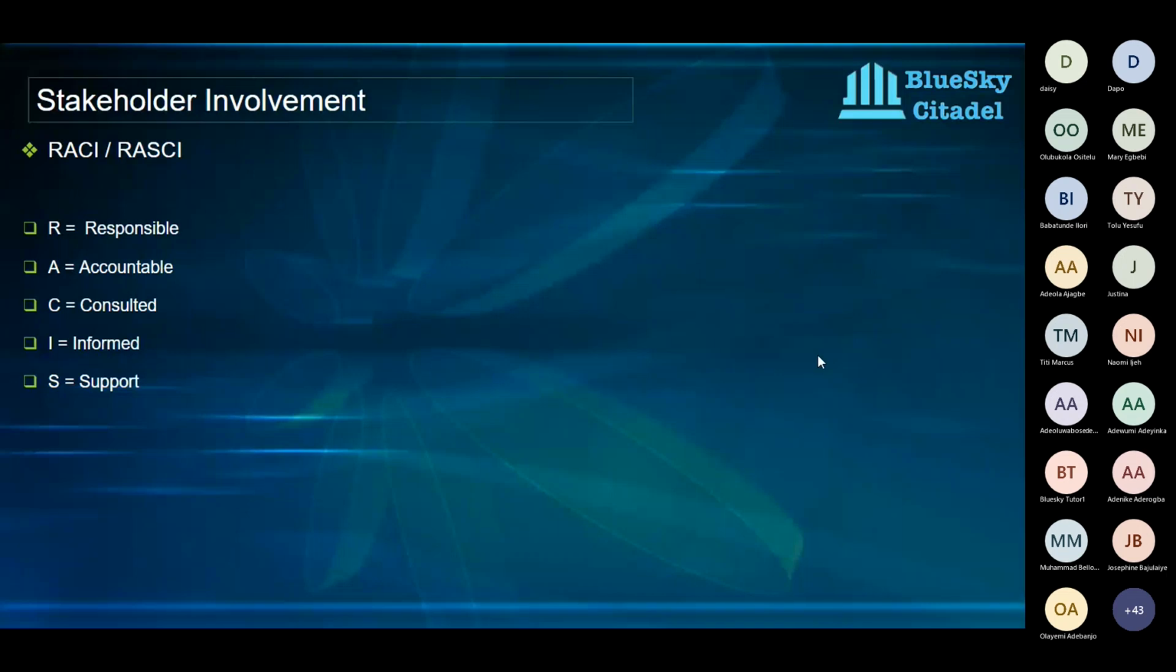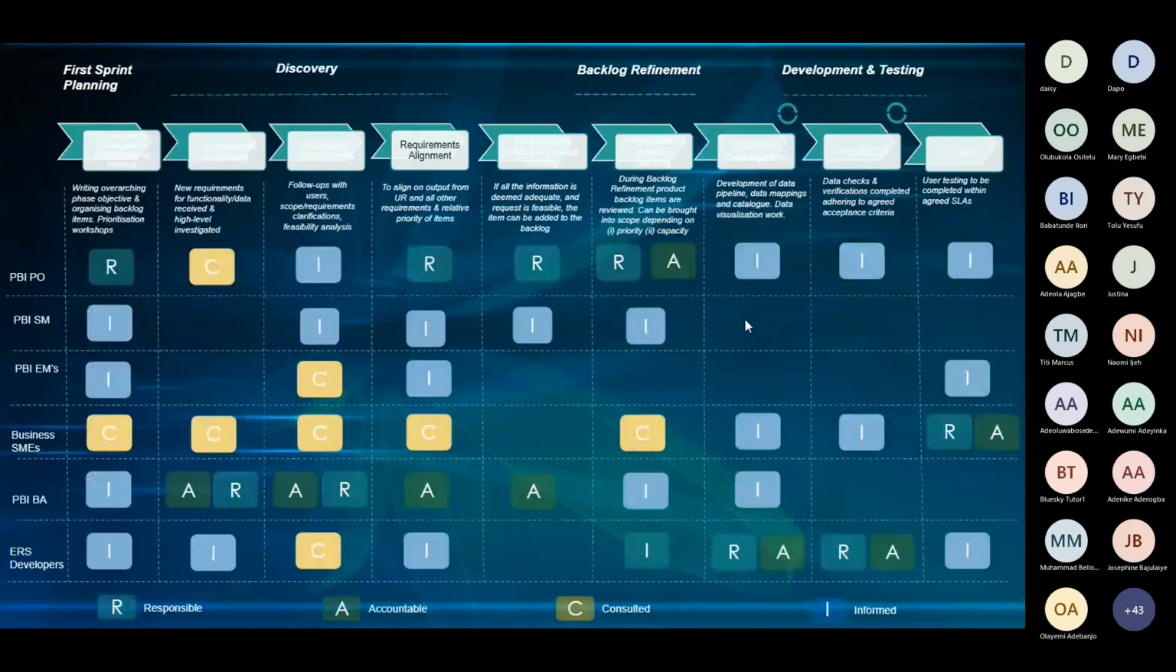This is an example of a RACI matrix that I prepared. It's a template from a previous project, with some things removed. You can see that I have the different roles here. PBI is just Power BI, as it was a data project. So you have the Power BI product owner, Power BI Scrum Master, Power BI engagement managers, business SMEs, which are the subject matter experts, the Power BI business analyst, and your ERS developers. I wouldn't really talk about what ERS is; I should have removed that, but that's fine. Those are just your developers, and the QAs, the testers.